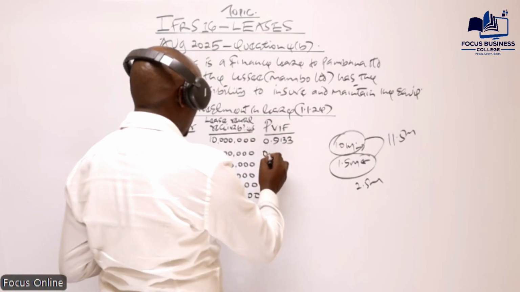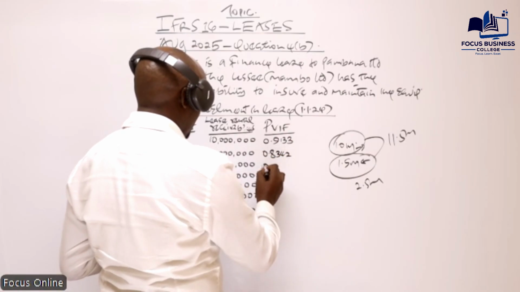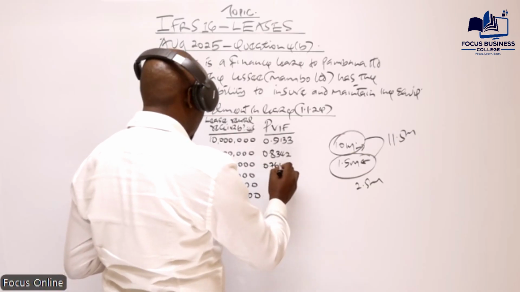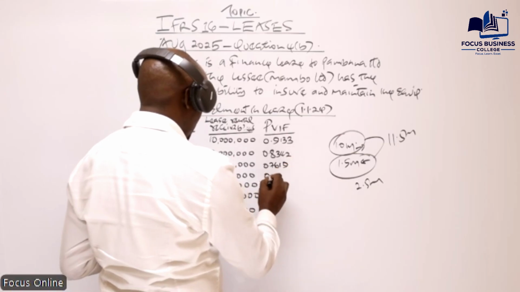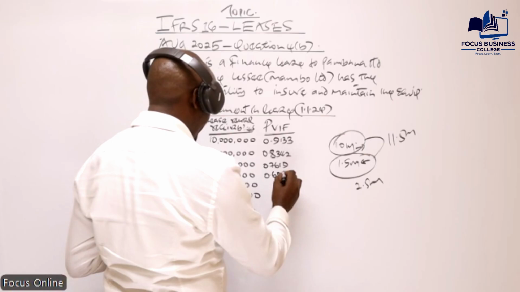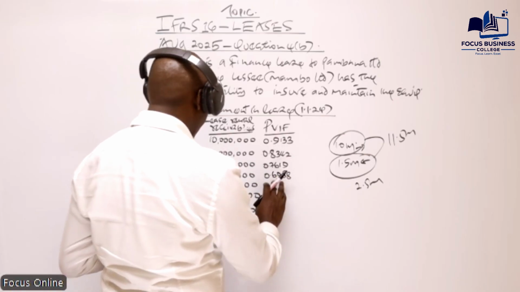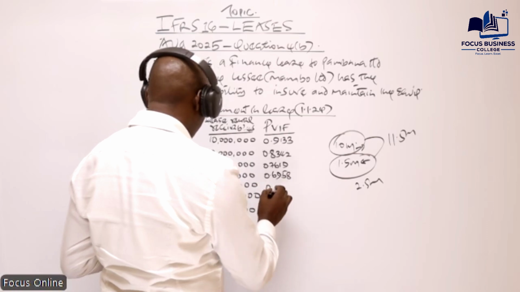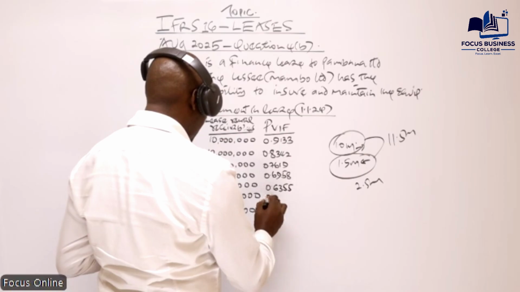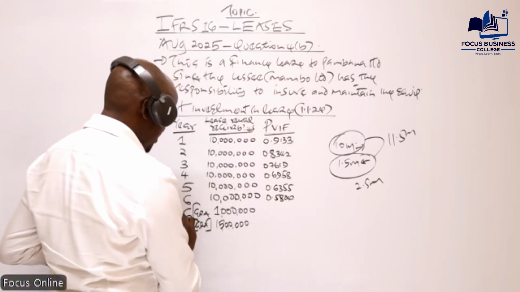0.9133, year 2; 0.8342; 0.7619; 0.6958; that is year 5; 0.6355, year 6; 0.5804. This is still year 6.